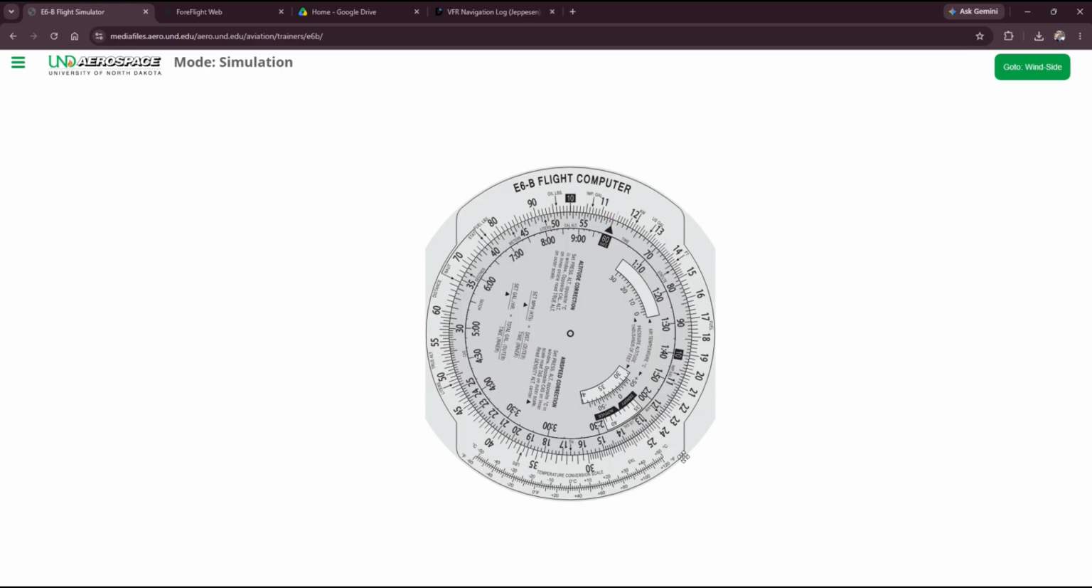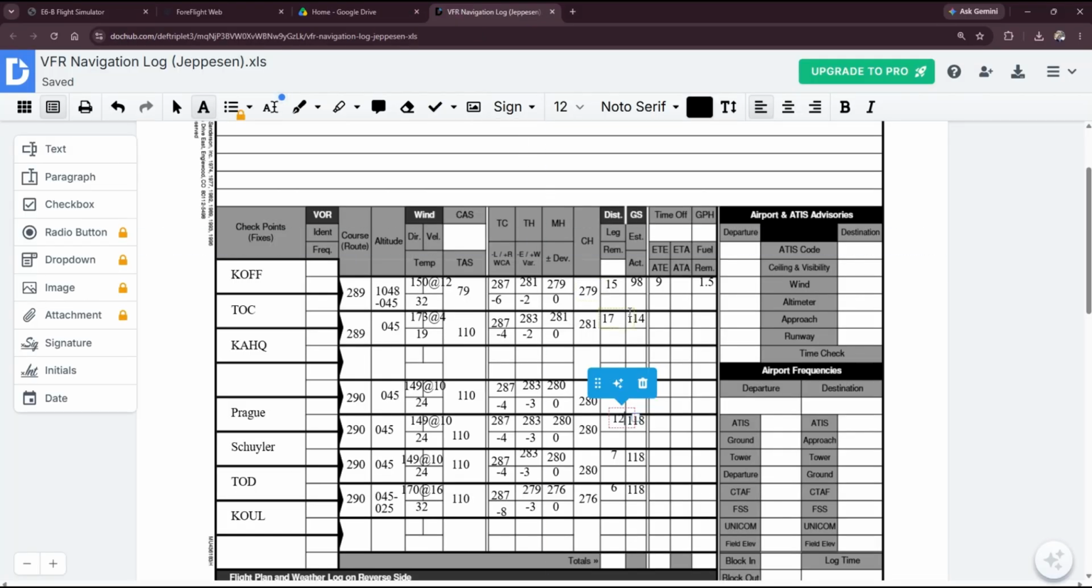Remember, the outer ring is your mileage, right? Don't get this mixed up. So 17 looks like at that range, we can round up, about 9 minutes is what it's going to take us. So we'll go over here, time off, 9 minutes.